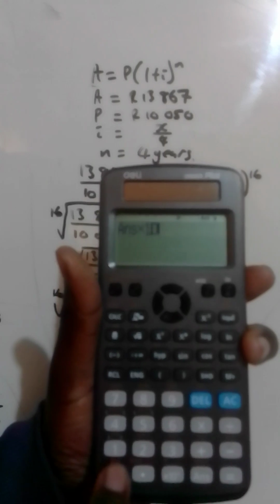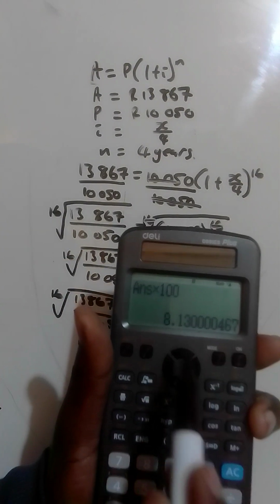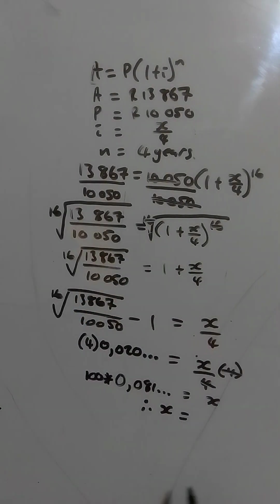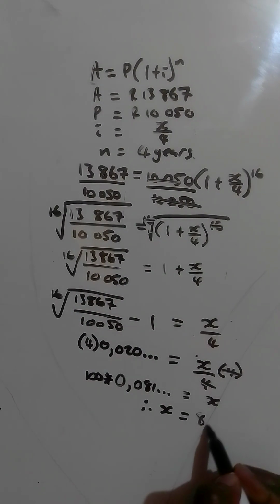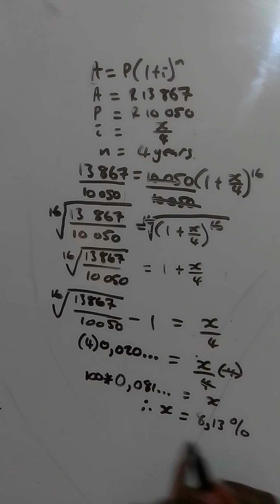I multiply by 100, which is now equal to what? 8,13. I was told to round off to 2 decimal places. So I now say 8,13 because the third decimal number is 0, so it doesn't change this one. So it becomes 8,13 percentage. And then just like that, I found my percentage.